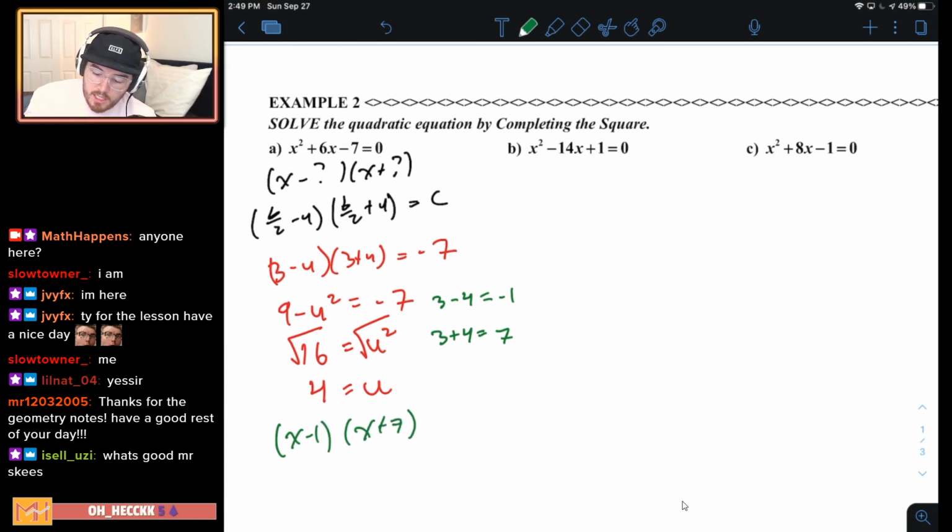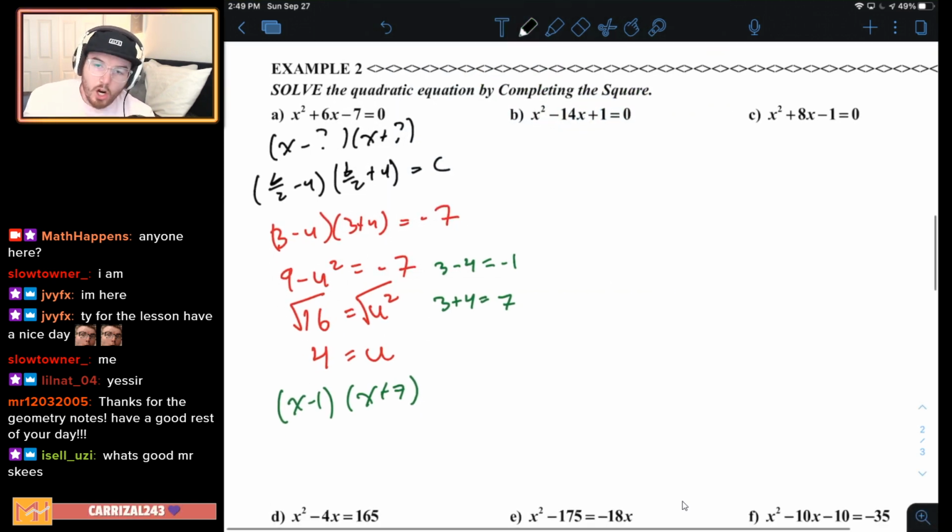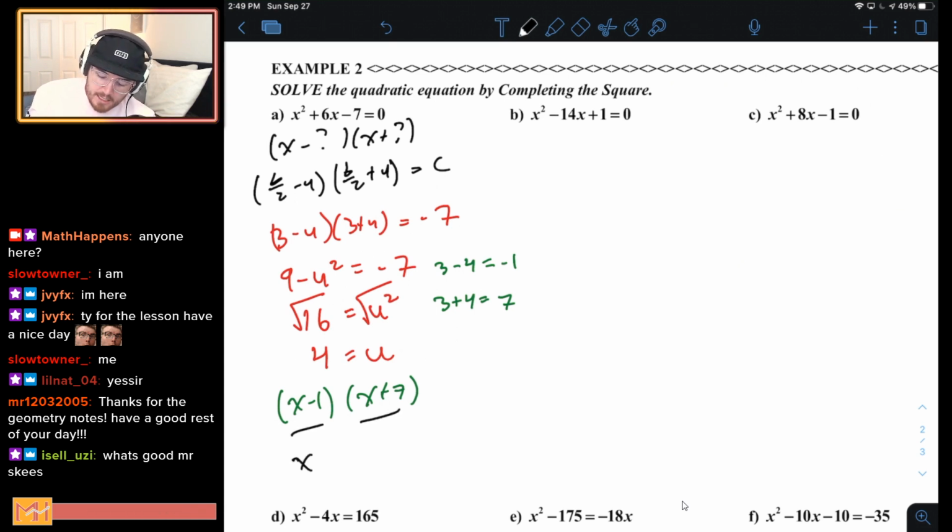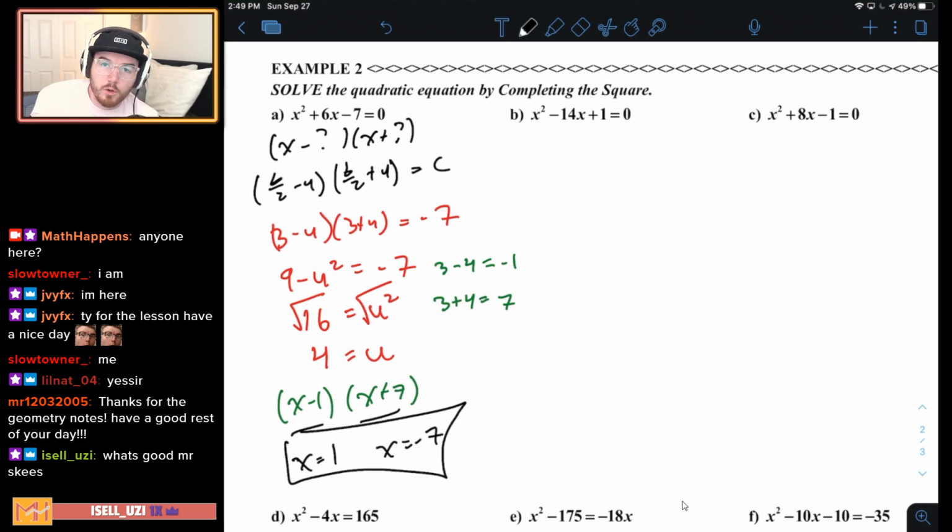And our solutions, and I've seen some people forget this when checking the answers, are always the opposite of what we see here, right? x equals 1 and x equals negative 7. Those are our two solutions. So this still works, right? On all of these examples, this is still going to work.